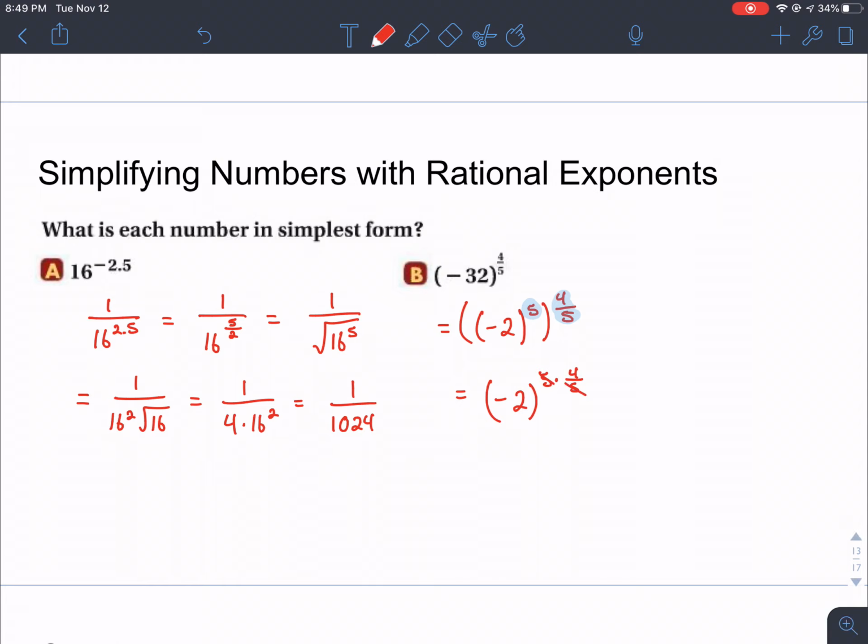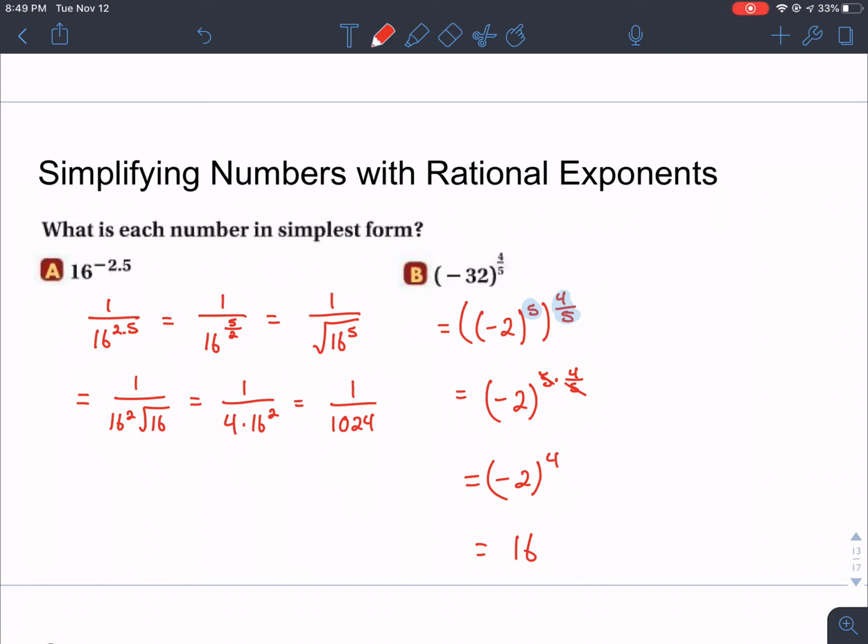Well, the 5 and the 5 in the denominator go away, and we end up with negative 2 to the 4th. It actually simplifies really easily into just negative 2 to the 4th. Negative 2 to the 4th is positive 16. So this is our other method we could definitely use here.